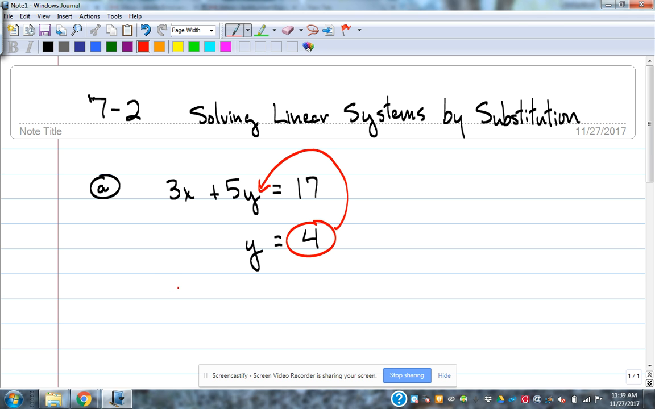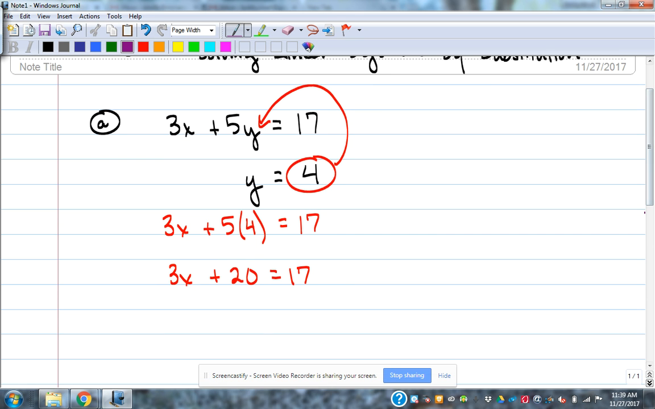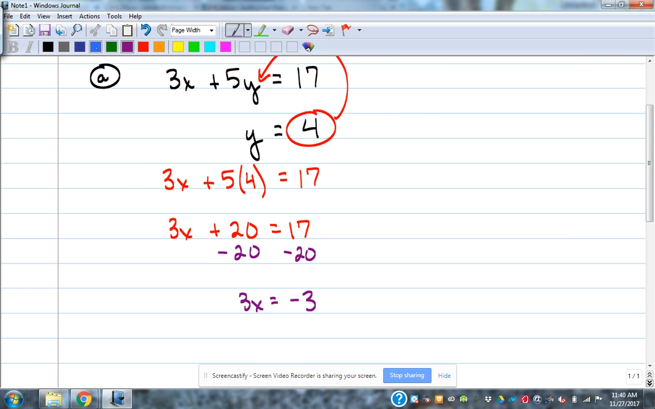If I do that, I'd have 3x plus 5 times 4 is equal to 17. Now that equation only has an x in it, and I can solve that. That's 3x plus 20 is equal to 17. And what do I do to get x by itself now? Subtracting 20. 3x is equal to negative 3. Last step. Divide by 3. x equals negative 1.